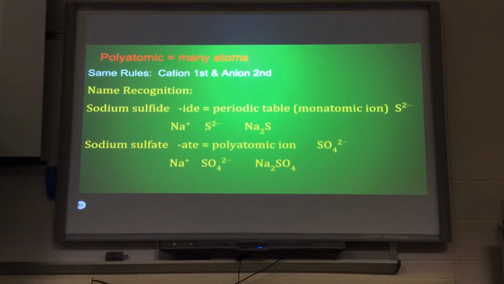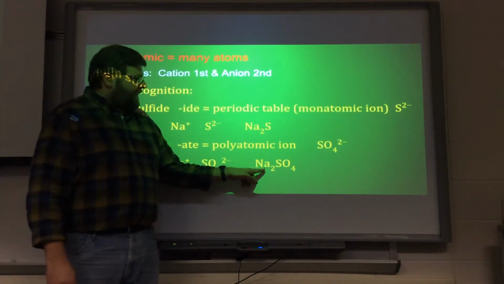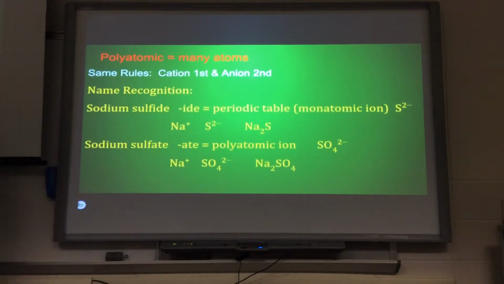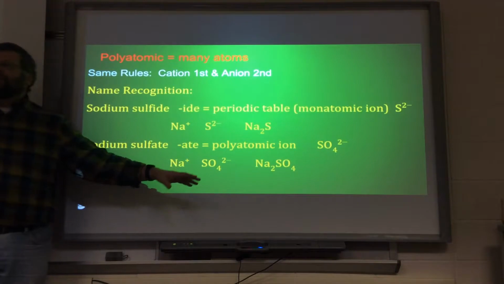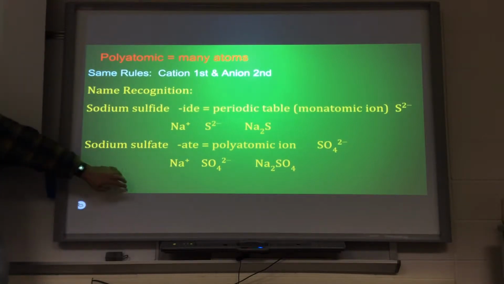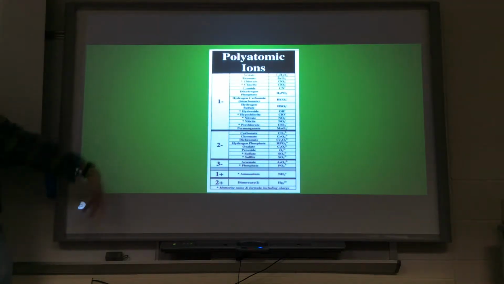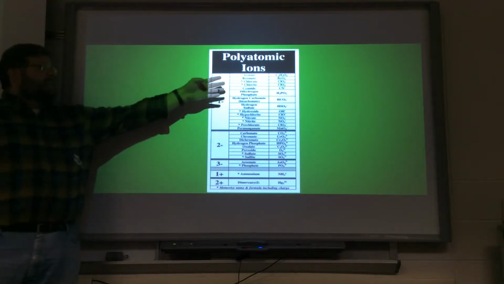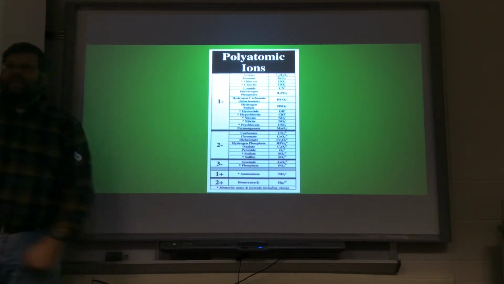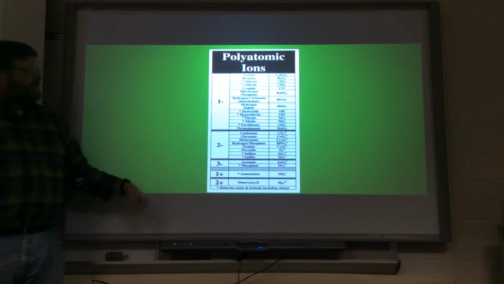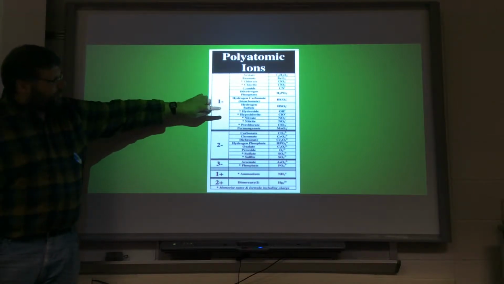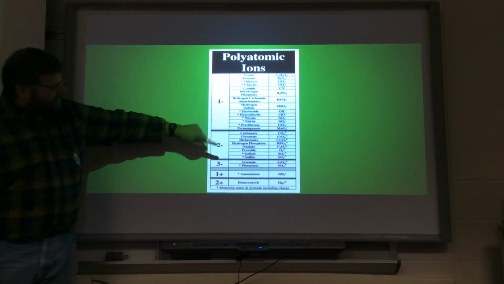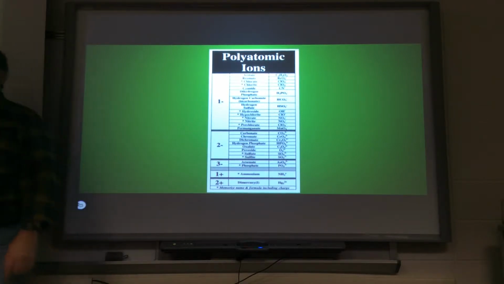Any questions on that? So still the same rules. My cation goes first, my anion goes last. That hasn't changed. The only thing that's going to be a little bit tricky is when we deal with polyatomic ions, we need more than one of them. So here's the list of polyatomic ions. This one has the ones on here that you need to memorize. So how many of them is that? 1, 2, 3, 4, 5, 6, 7, 8, 9, 10, 11. That's not bad.